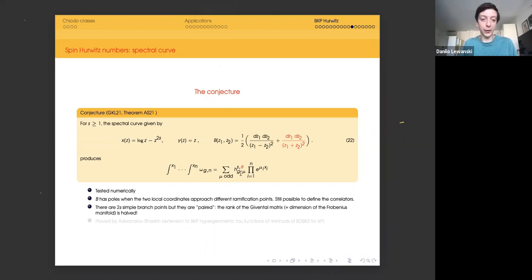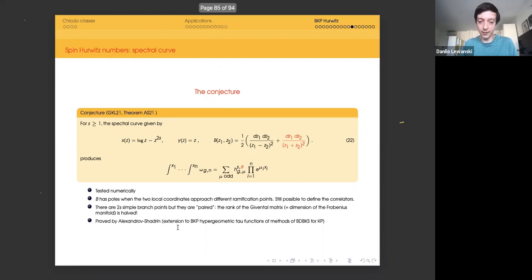And what happens is that you have two simple branch points, but they are paired. And what I mean by paired is that there is an underlying group, that is just Z over 2Z in this case, and these two points are in the same orbit. And this led us actually to consider G-equivariant spectral curves and consider the quotient.